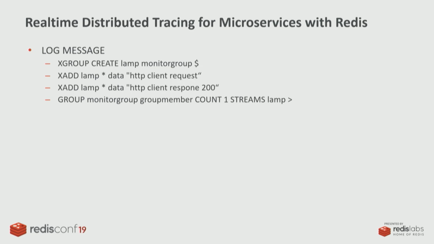And you can create groups with the xgroup command. You can add the data same as the xadd command, and you can read the group data using group monitor. The example is monitoring group member, count one, stream lamp. So it shows you the complete list of data which is available, and the data can even be acknowledged by the subscriber when it reads the data.